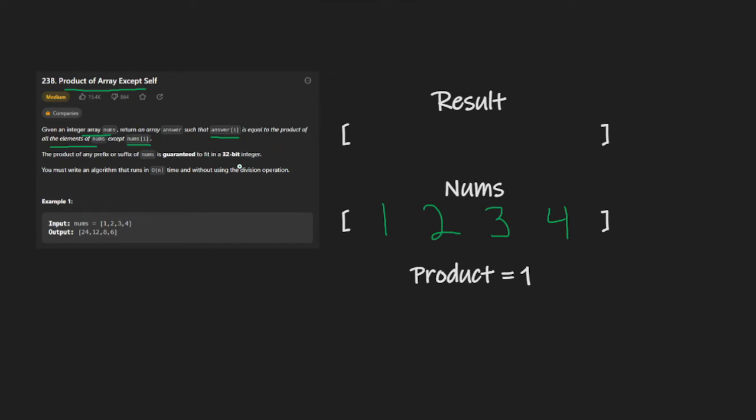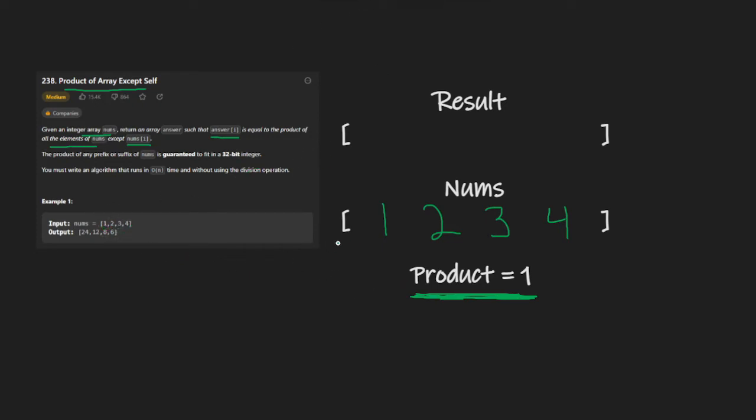So basically what we're going to do is keep track of a product, and set it equal to 1 in the beginning. We're going to loop through the input array and add the product to the result array, and then we're going to update the product with each value from the input array, right? So let's see how that works.